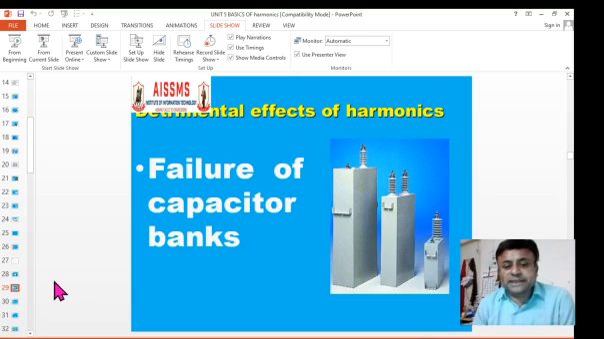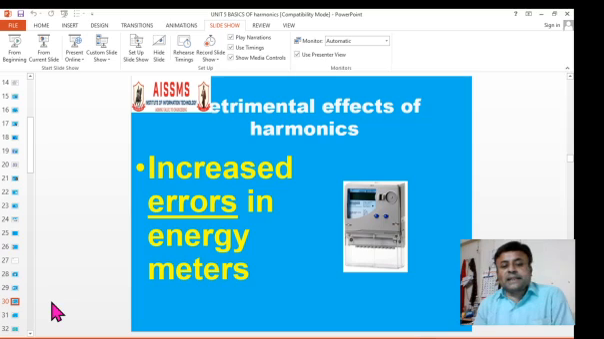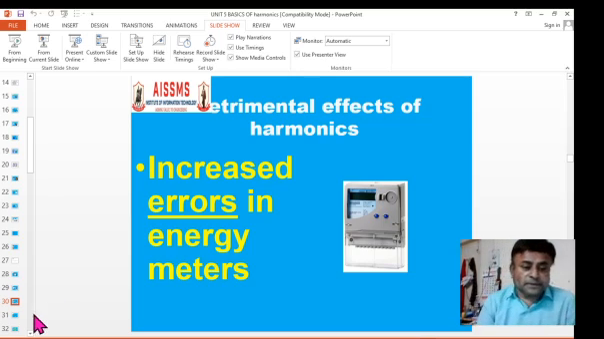Current will have a tendency to flow to the low path, that is capacitors, and there will be overheating and failure of capacitors. Then there are increased errors in energy meters. Energy meters are provided for accurate measurements. However, this purpose is defeated if the harmonic disorder is there.